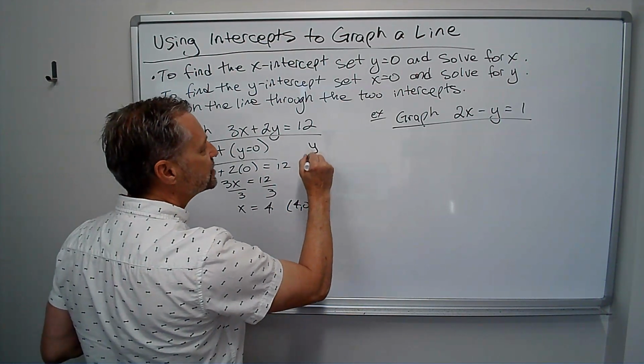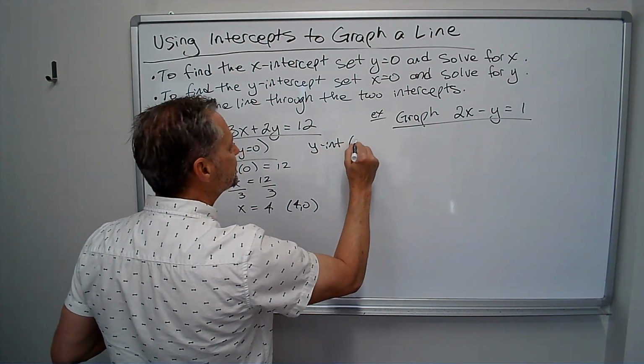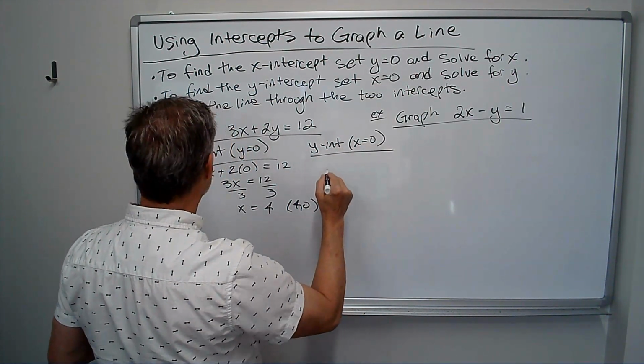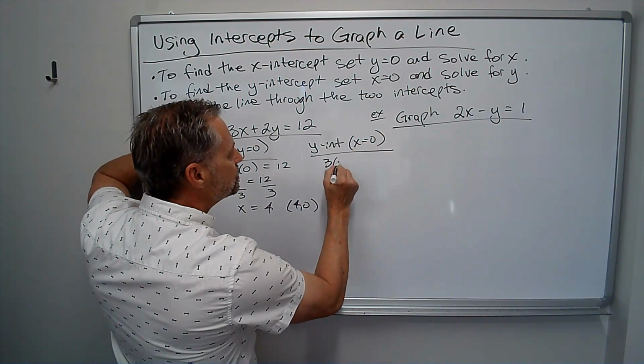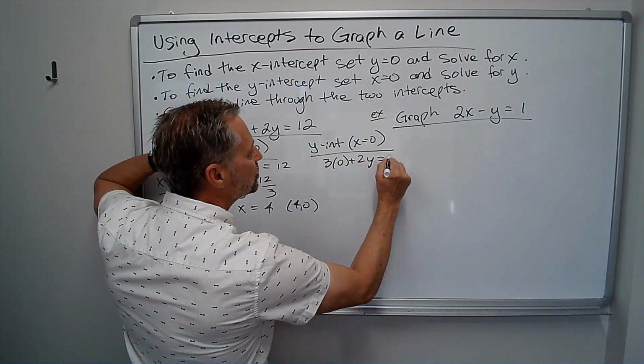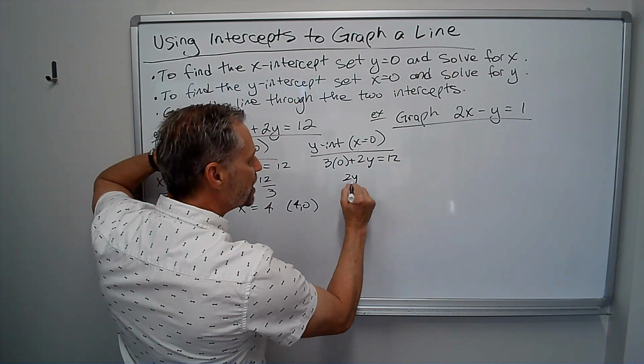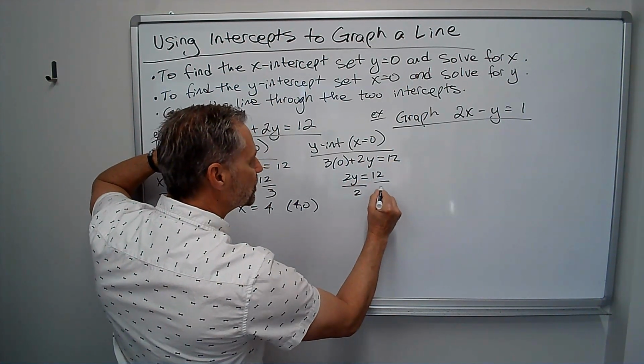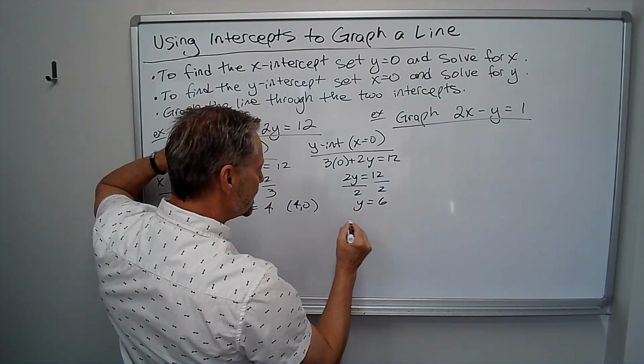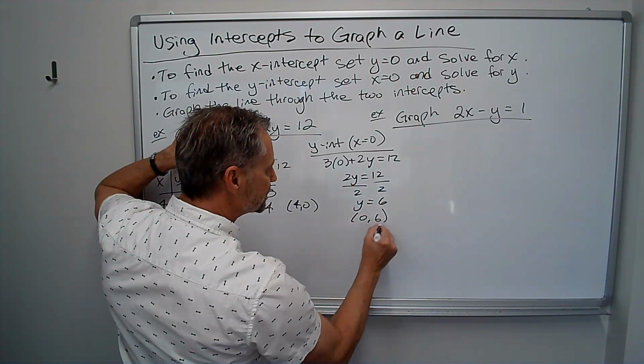And then to find the y-intercept, similarly, we're going to set x equals 0. So I get 3 times 0 plus 2y equals 12, or just 2y equals 12, or just y equals 6. And so now I have the point (0, 6).